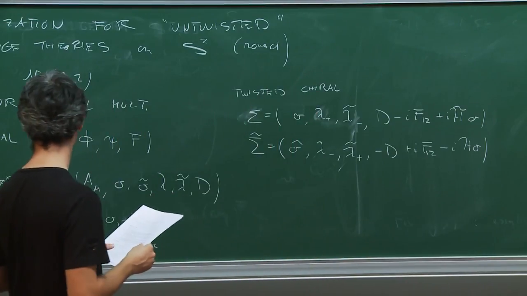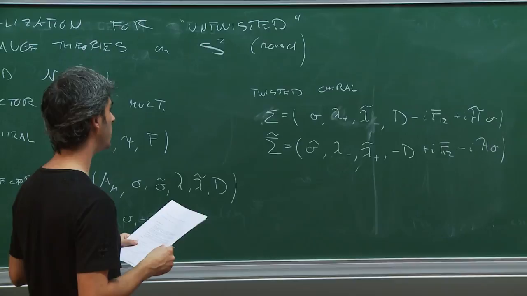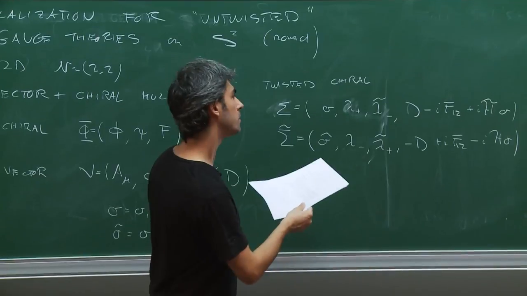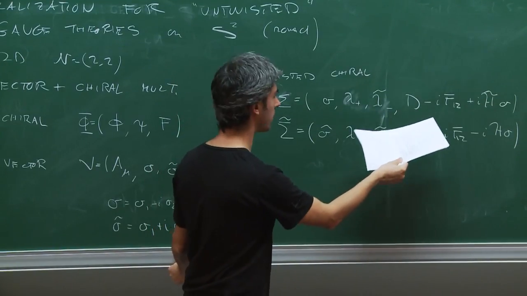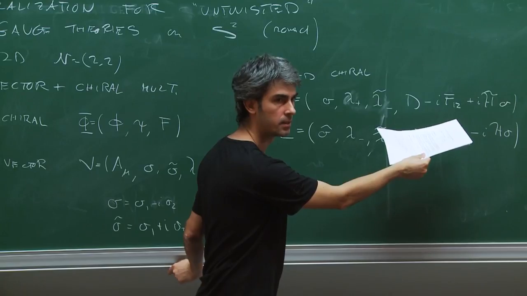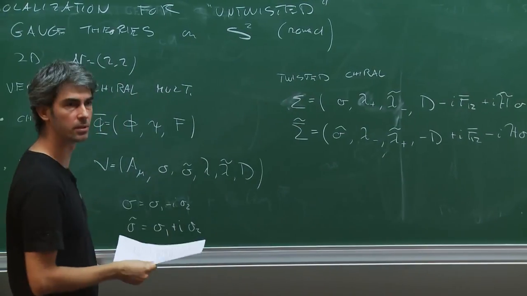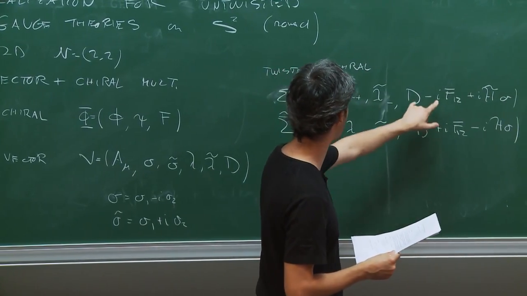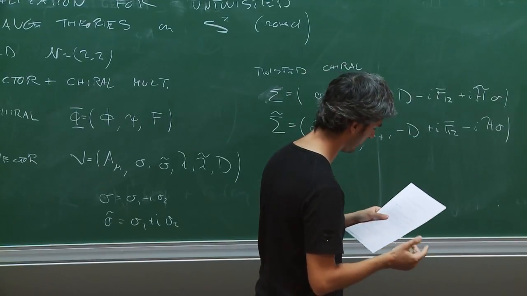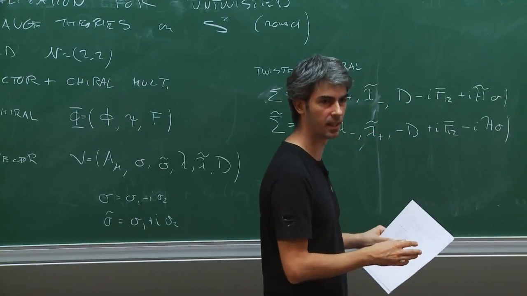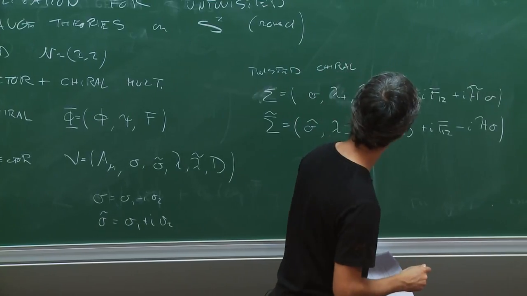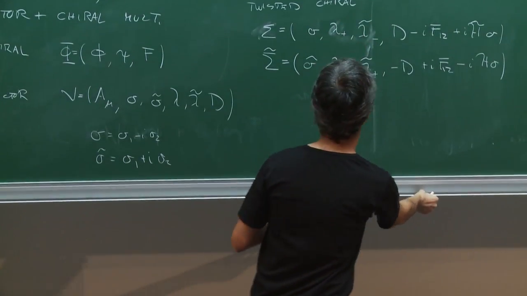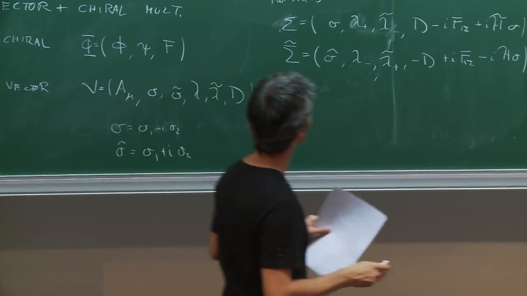Let's see. Yes, that is true, but it does not contain the vector, it contains the field strength. If you really want to contain the vector, you have to use the vector multiplet. And I'm not sure about this term, because it looks like this is the same combination, so I might have a typo in my notes. Maybe there is not this minus sign. Okay.